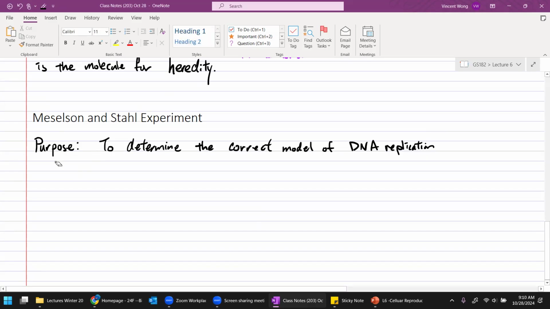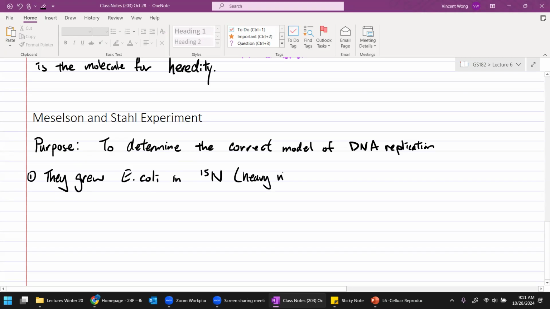So, this is what they did. Number one, they, as in Meselson and Stahl, grew E. coli, like the bacteria, right? E. coli in N15.